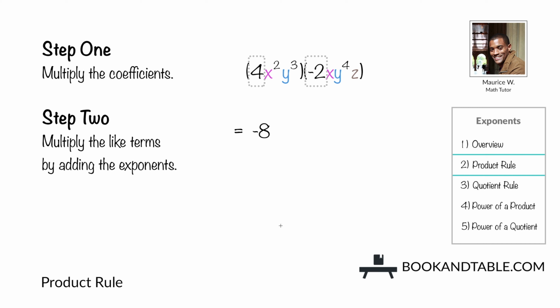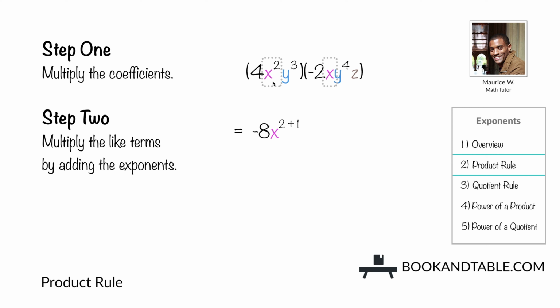So let's walk through an example like this where we have coefficients as well. 4x squared y cubed times negative 2x y to the 4th times z. Step 1, multiply the coefficients. So we multiply 4 times negative 2 to give us negative 8. We then, step 2, multiply the like terms by adding the exponents.